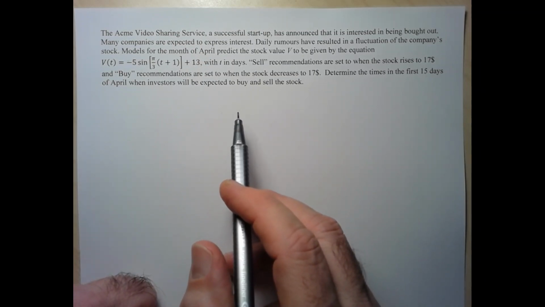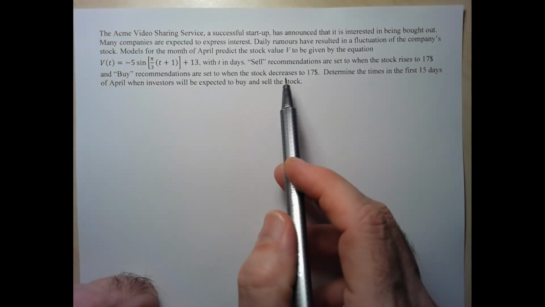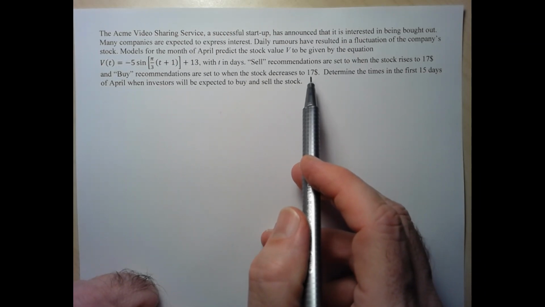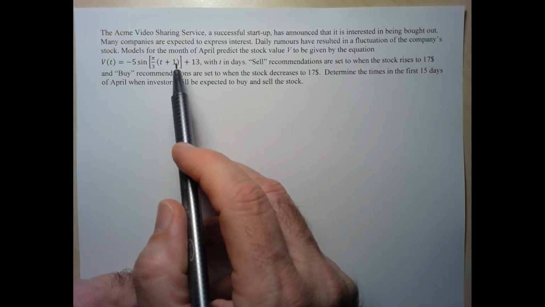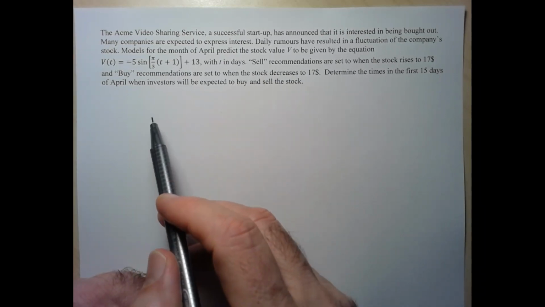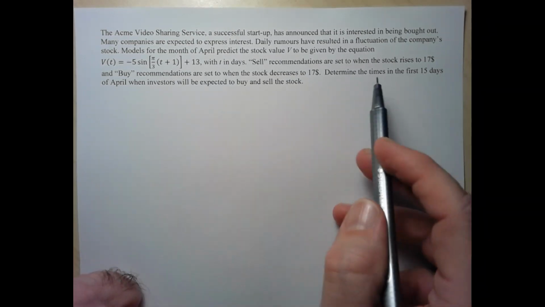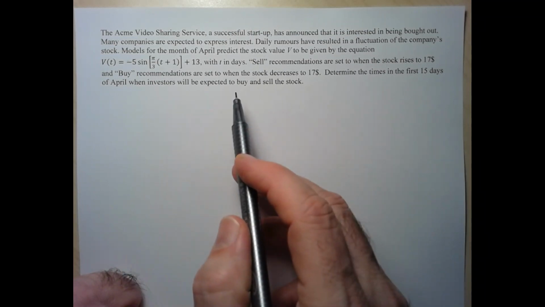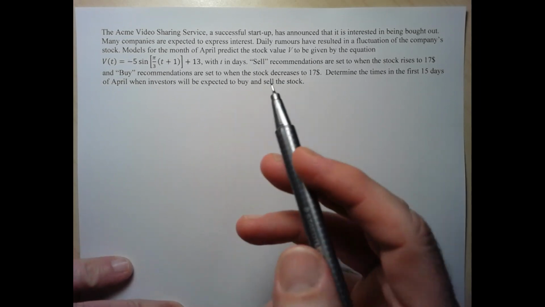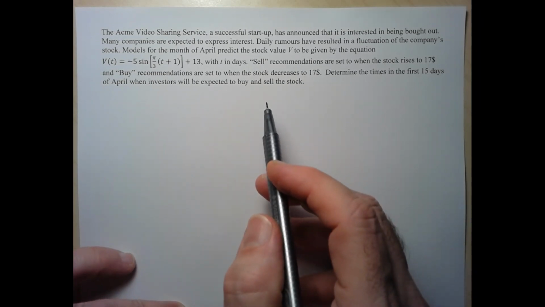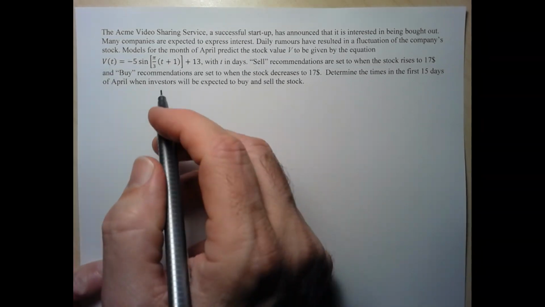So you're to sell the stock when the stock rises to $17 and then buy it when the stock decreases to $17. We're definitely interested in when this function has a value of 17, but it will make a difference whether it's rising to 17 or decreasing to 17. They want to know in the first 15 days of April when they should be buying and selling. So instead of solving anything first, I'm going to set up the problem and use a diagram to help me figure out how to determine when to sell and when to buy.